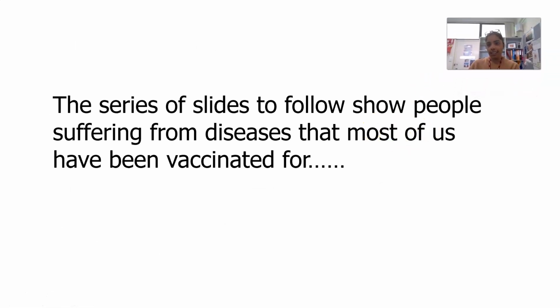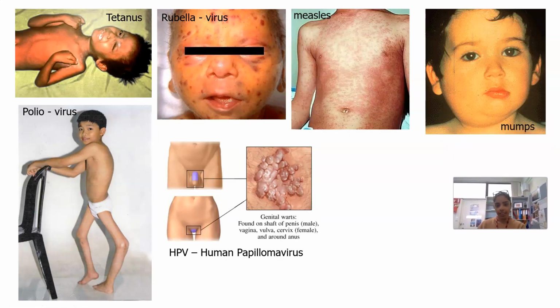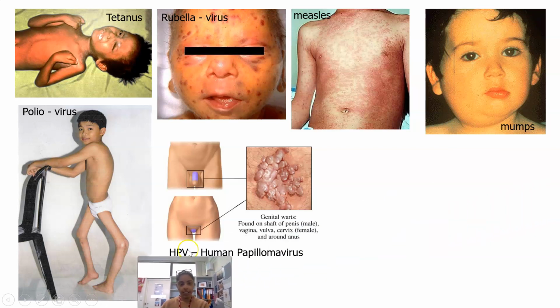There were quite a lot of slides here, and I decided just to condense it down to one page for you. And this is showing what can happen if you don't get vaccinations for very preventable diseases. So we have tetanus, rubella, measles, mumps, polio, and HPV or genital warts, which can affect both males and females. In females, we have the vaccination for that in schools, and that is to prevent cervical cancer.